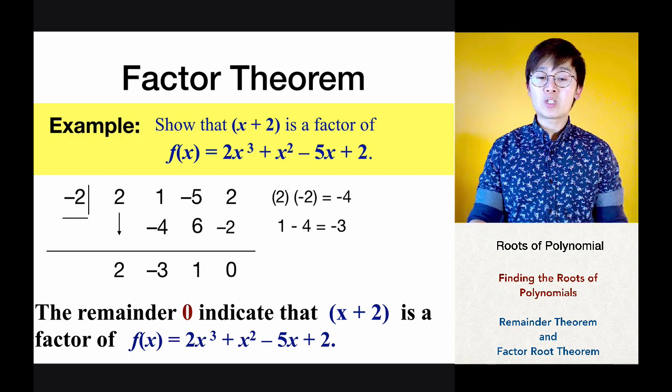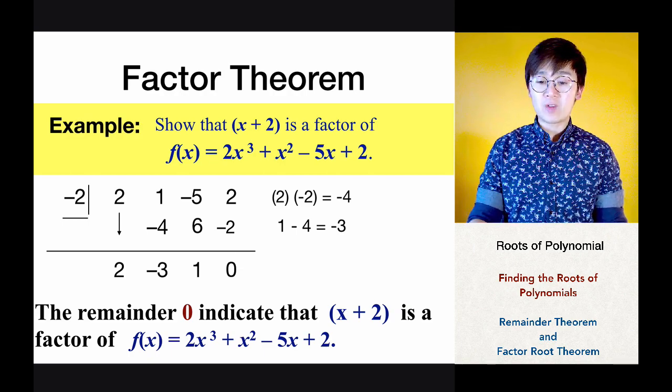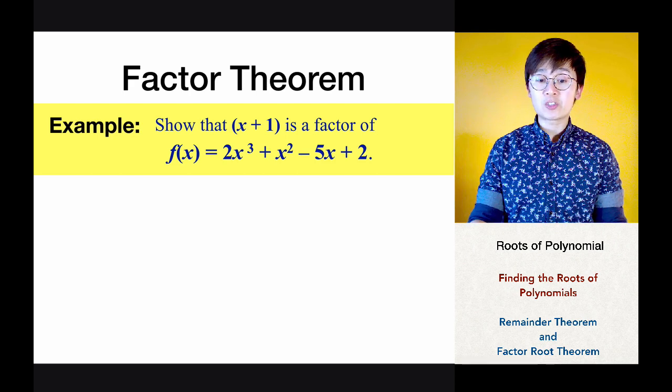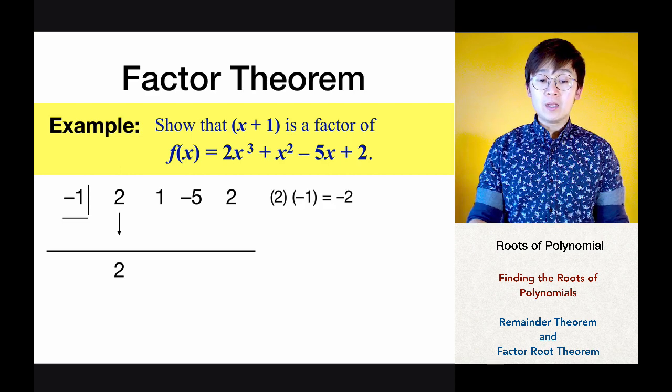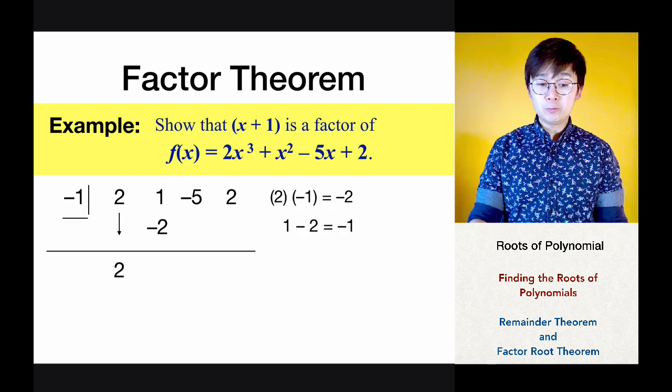Now let's say we're using the same function and we verify if x plus 1 is also a factor of this polynomial function. Using synthetic division, we're going to try it out with negative 1 this time, because x plus 1 equals 0 gives us a root of x equal to negative 1. By using synthetic division, 2 times negative 1 is negative 2. Combining them will give us negative 1. Multiplying it again and combining it will give us negative 4.